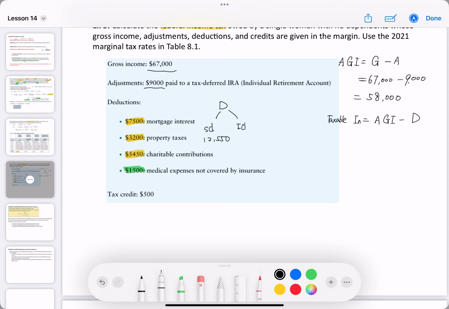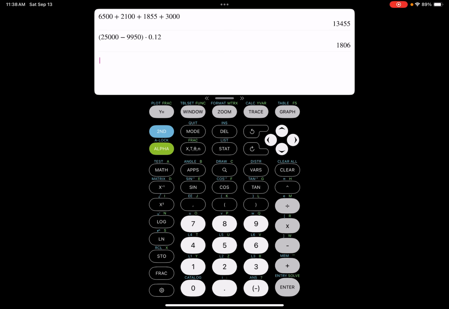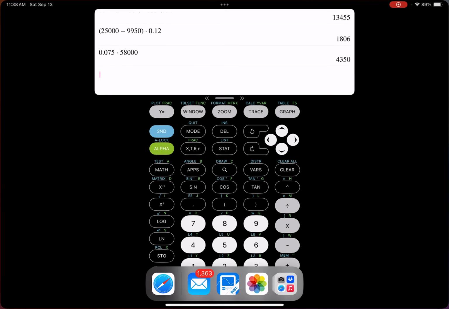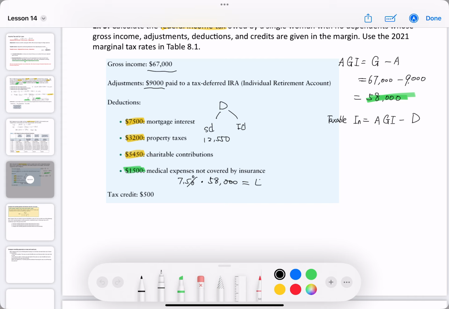So let's see, 7.5% of your AGI. Where is your AGI? Here. So 7.5% times 58,000. Let's use our calculator. 7.5% is 0.075 times your AGI, 58,000, is 4,350. Okay, let's copy this one here, 4,350. This amount of money.